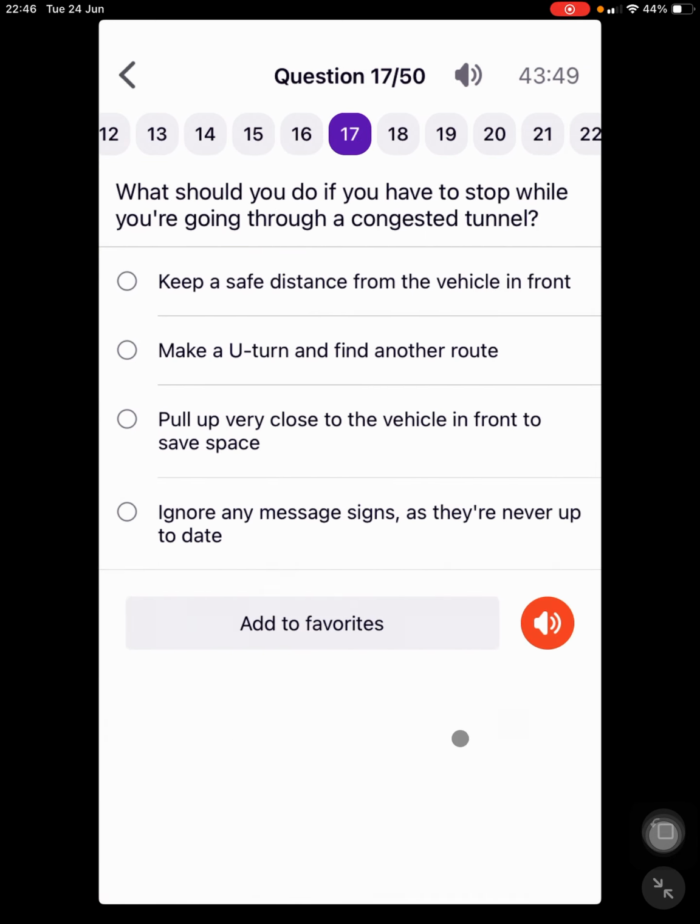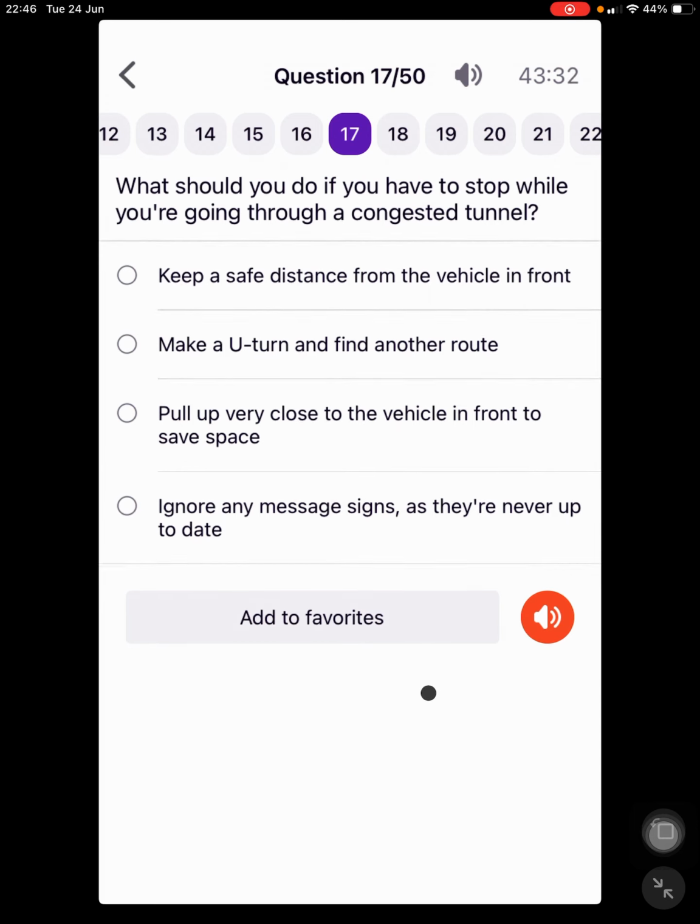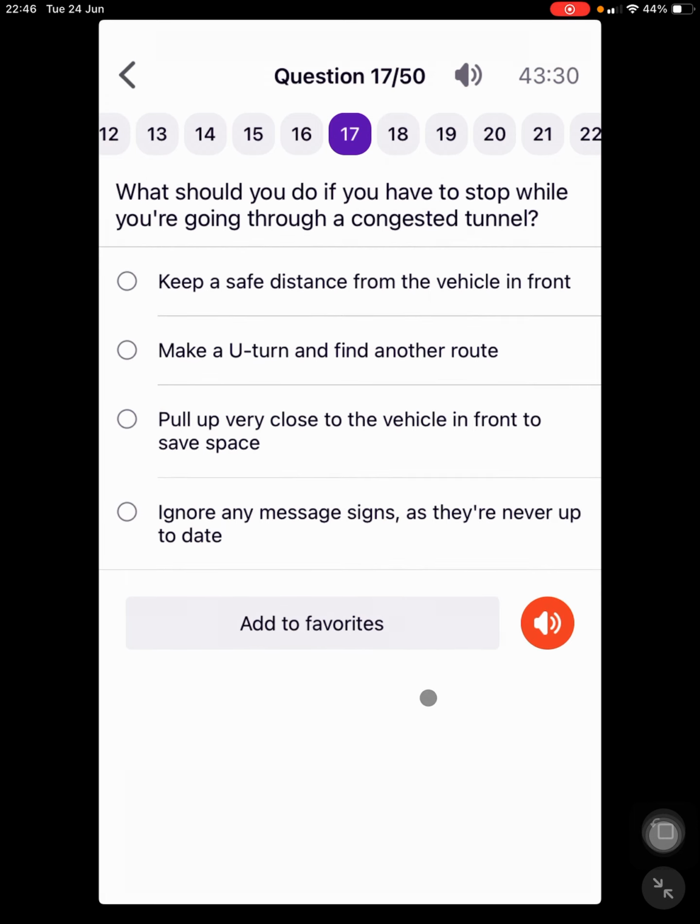What should you do if you have to stop while you're going through a congested tunnel? Keep a safe distance from the vehicle in front. Make a U-turn and find another route. Pull up very close to the vehicle in front to save space. Ignore any message signs, as they are never up to date. What should you do if you have to stop while you're going through a congested tunnel?